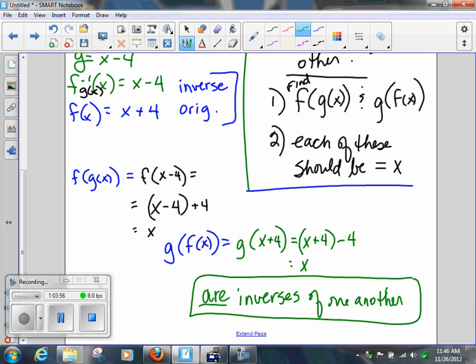And what are they going to give you? Who knows what they're going to give you on the SOL? They may give you f of g of x and g of f of x, and say, hey, you've got to figure out whether they're inverses of one another. You've got to know how to do this, okay? Here's what I want you to do. Does everybody have that before I move on?